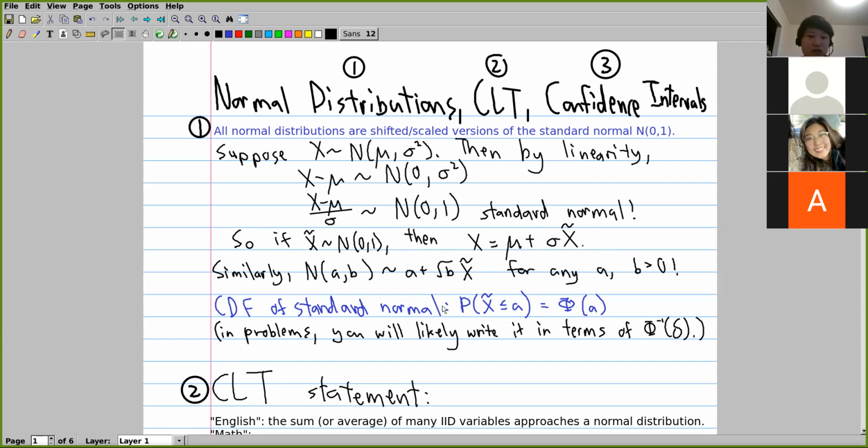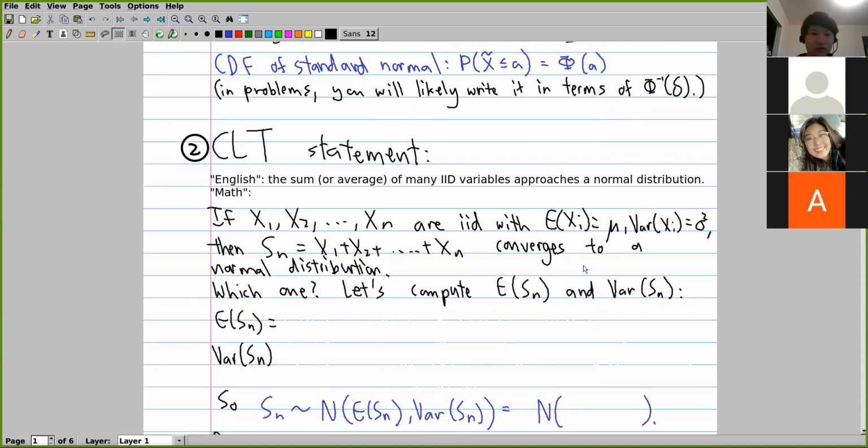The CDF of the standard normal is impossible to integrate. So we use this special phi function to denote it. And this will capture the probability that the standard normal is less than or equal to some cutoff, like this cutoff a. And in problems, you'll probably need to write stuff in terms of the inverse CDF.